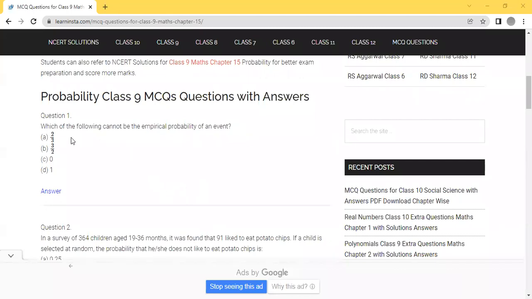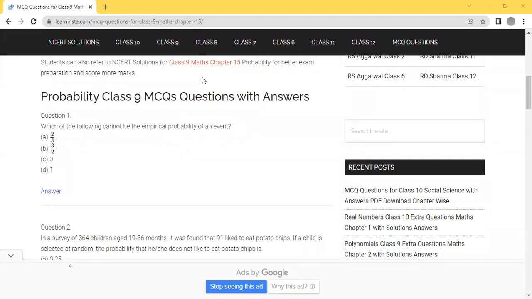Probability. First question is, which of the following cannot be the empirical probability of the event? You know one thing, that probability always lies between 0 and 1. It will not be less than 0, and it will not go beyond 1. So what can be the answer?